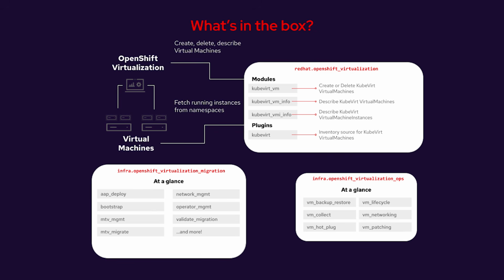And then there is also the OpenShift Virtualization Ops that focuses on day 2 operations for virtual machines after you complete the migration, with actions such as the virtual machine lifecycle, VM hot plugging, VM networking, and so on. So each role targets a specific function, making it easy to plug into your workflow.